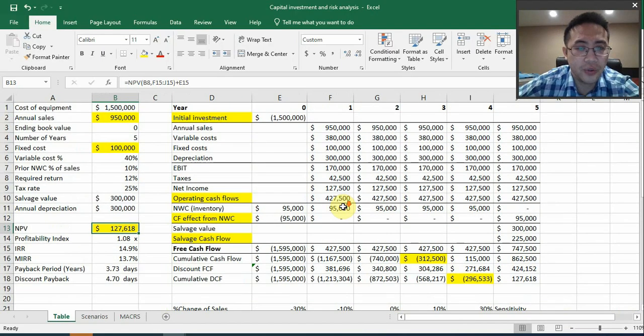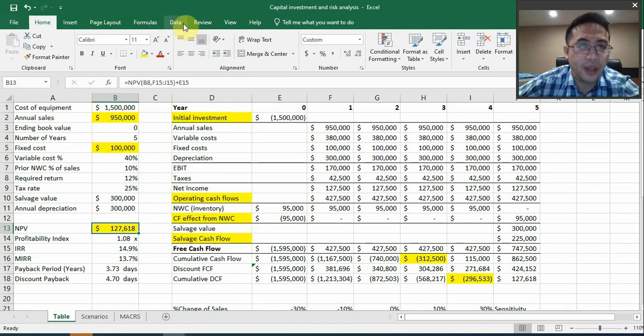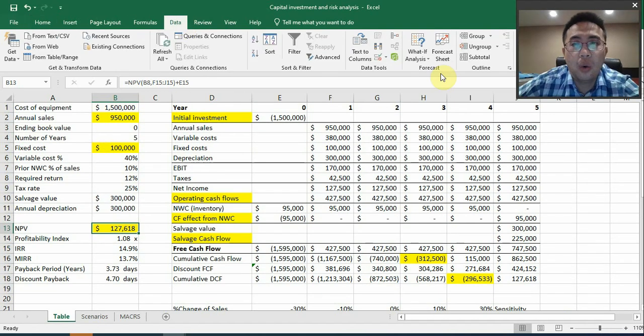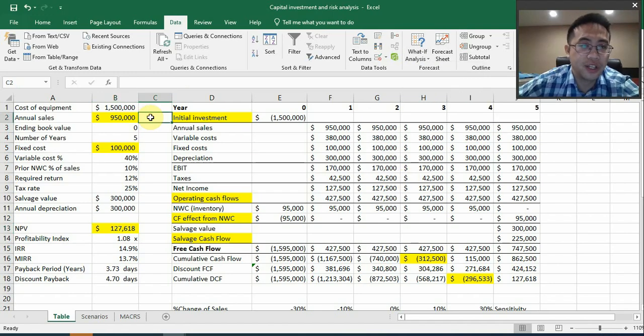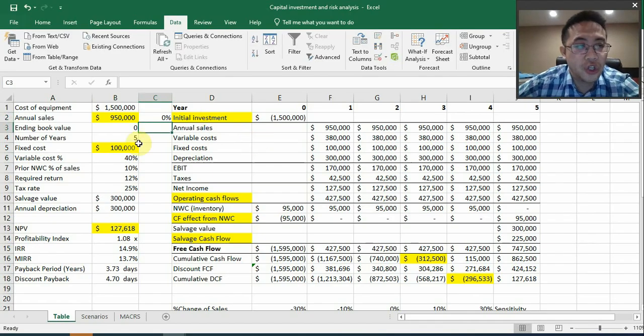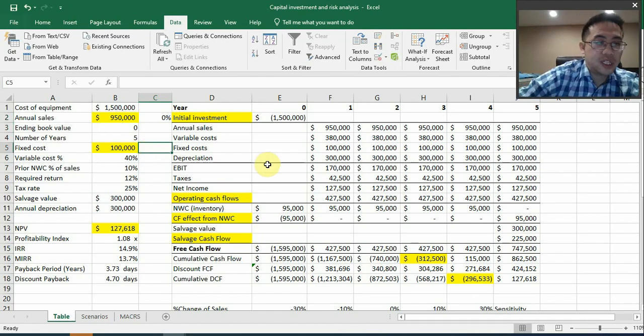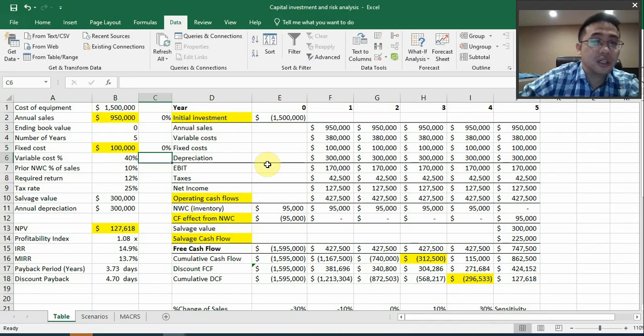So what you can do is use the data tables function, and this is under Data, What-If Analysis. You will see the data table right here. Before we do that, there's some setup we need to do. For example, I'm going to put a value 0 here. Okay, 0 is 0% next to the annual sales, and I'm going to do the same thing for my second variable for sensitivity analysis. It's like this.